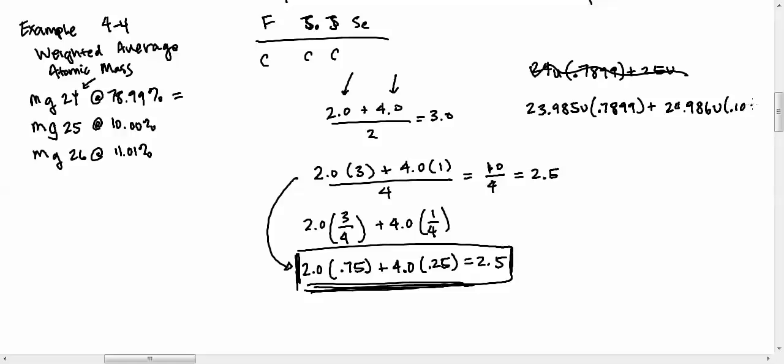And I'm going to keep all of my decimal places in order. And I'm going to add to that the 25.983, and I'm going to keep all of our atomic mass units, and the decimal that I multiplied by is 0.1101. So calculating all of that out, I end up with 24.30.